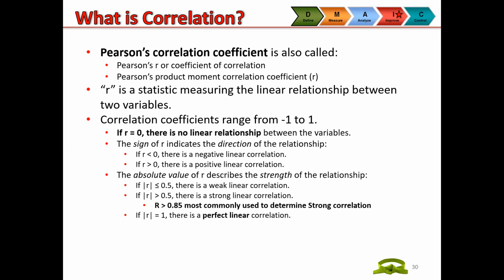It's also called Pearson's correlation, Pearson's R, or the coefficient of correlation. R is a statistic measuring the linear relationship between two variables. The correlation coefficient ranges from -1 to 1. If it's 0, there's no linear relationship between the variables. If it's 1, that means there's a strong positive correlation. So what we saw with age and weight, and age and salary, is a strong positive correlation. In other words, as people age, they tend to make more money.